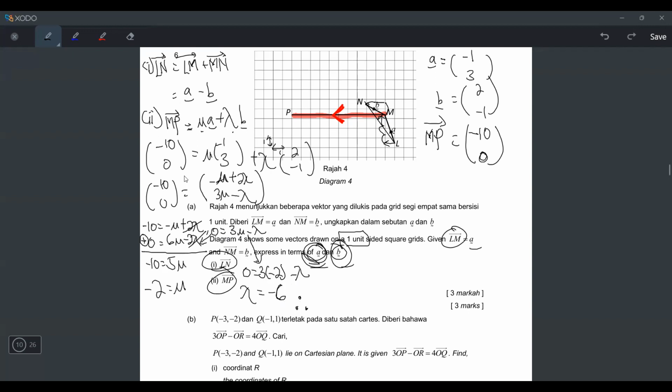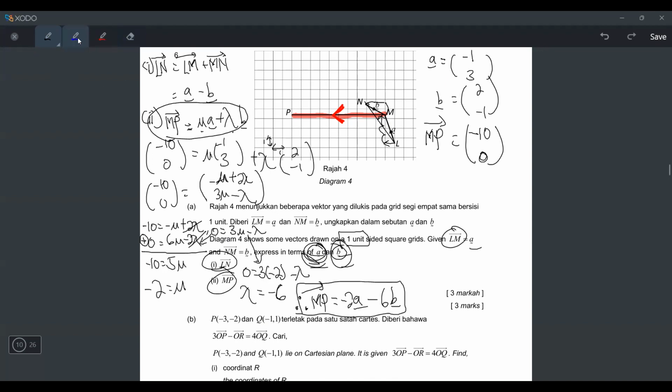Dot, dot, dot. I will tengok balik this baris. Vector MP equals to what? Mu A plus lambda B, right? But I know mu is negative 2 already, and then plus lambda B, but the lambda is negative 6. So it's negative 2A, not negative 2 mu, negative 2A plus minus 6B. Okay, so this is your final answer. All right, they ask for in terms of A and B, right? That's how you do it.